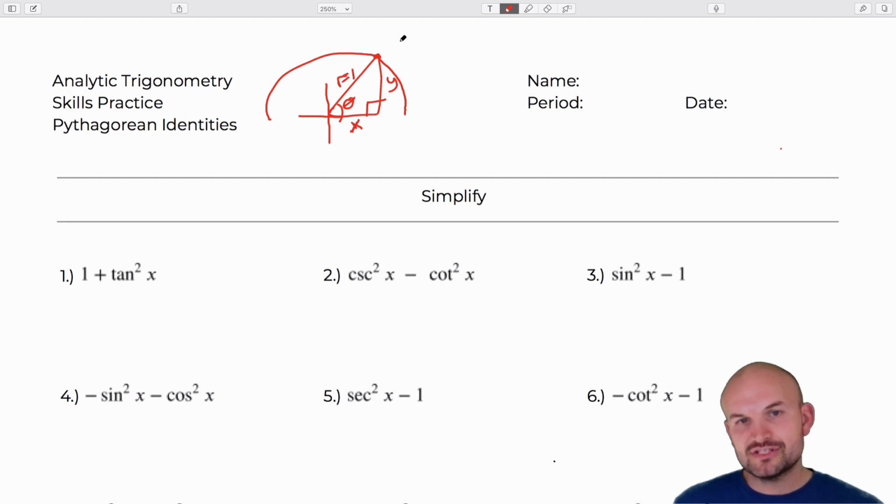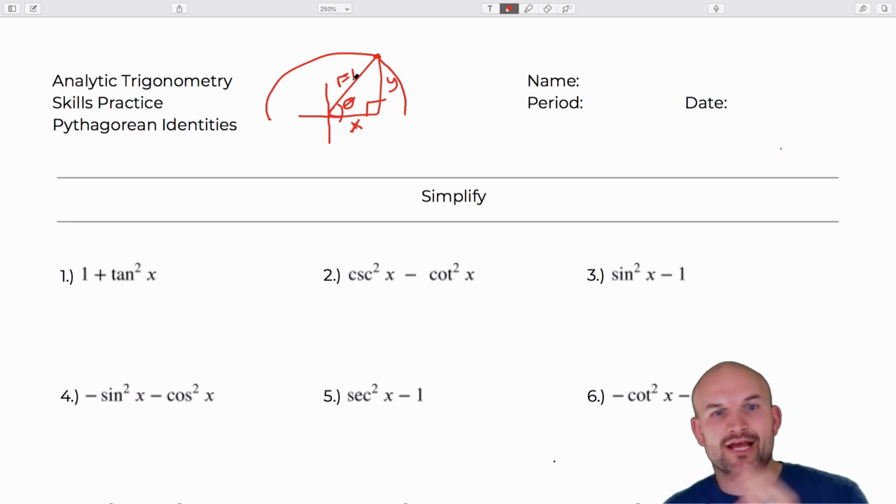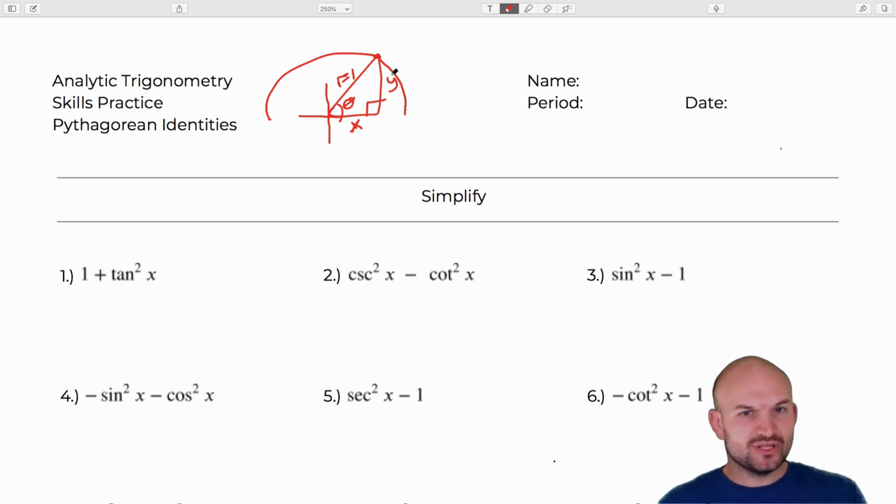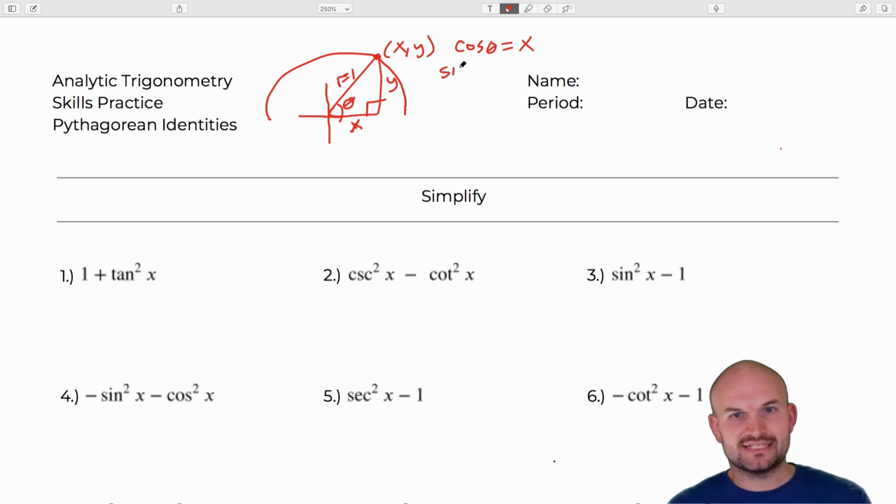So at any point on the unit circle, sine is y over r. When r is 1, sine is just y, and cosine is just x. Remember, the coordinate point on that unit circle, which we called that because the radius was 1, is x comma y. So when you have a point on the unit circle, cosine of theta is the x-coordinate, and sine of theta is the y-coordinate.